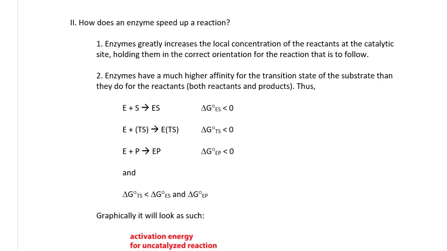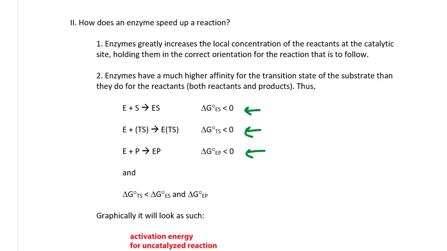Thus, if we have E plus S going to ES, that binding reaction has a delta G standard for ES forming, which is going to be less than 0. It will favor the complex of ES. E plus the transition state will also favor the complex of enzyme and transition state with a negative delta G standard. E plus product going to E product will also favor the complex of enzyme product.